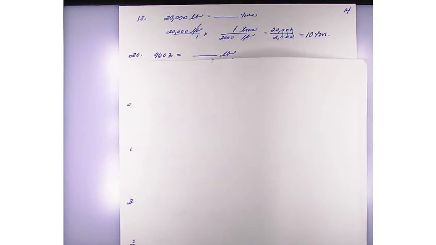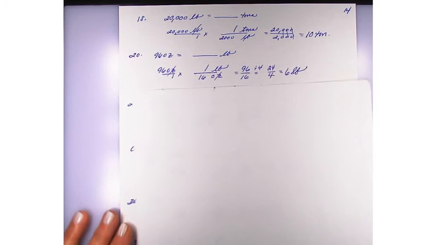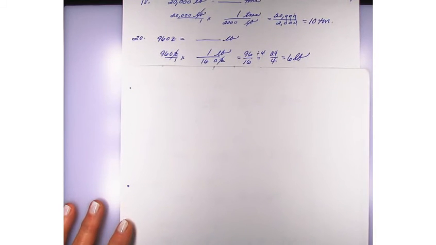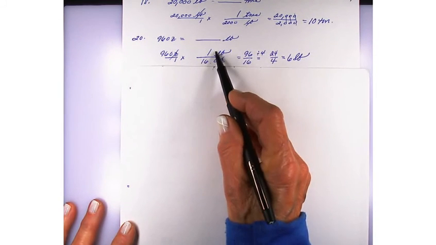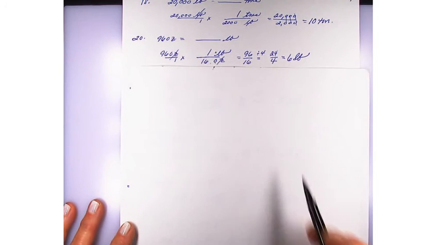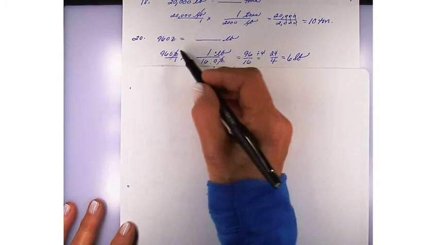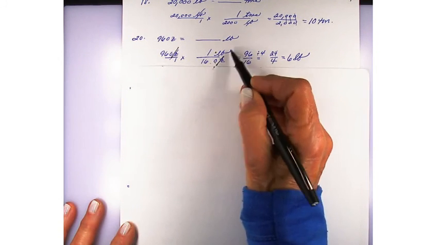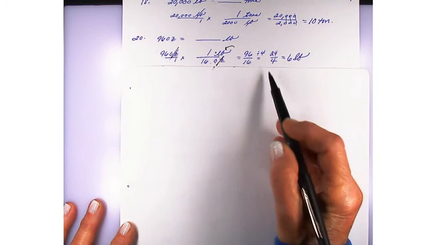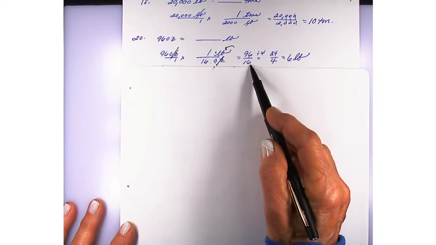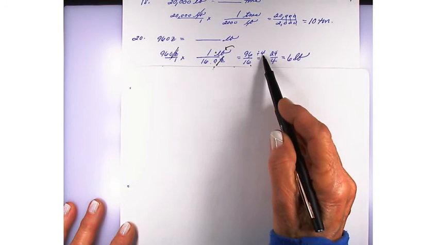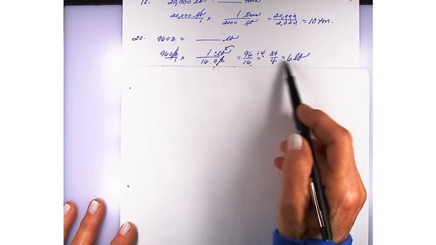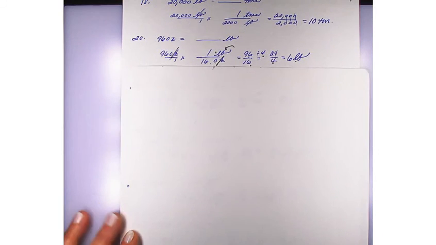You're going to have this 96 ounces. How many ounces in 1 pound? 1 pound per 16 ounces. Out go the ounces, in came the pound. 96 over 16. I divided by 4. 24 over 4 gave me 6 pounds.